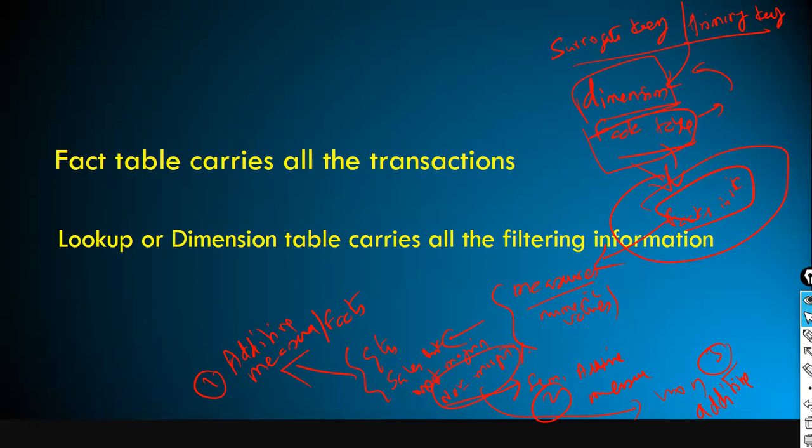One is additive measure, and semi-additive measure, and then non-additive measure. The additive measure, these are the example for the quantity and the sales amount. With the additive measure, you can perform aggregation or summarization. But here semi, as the name suggests, semi-additive, you cannot do full addition, but you can do some kind of count.